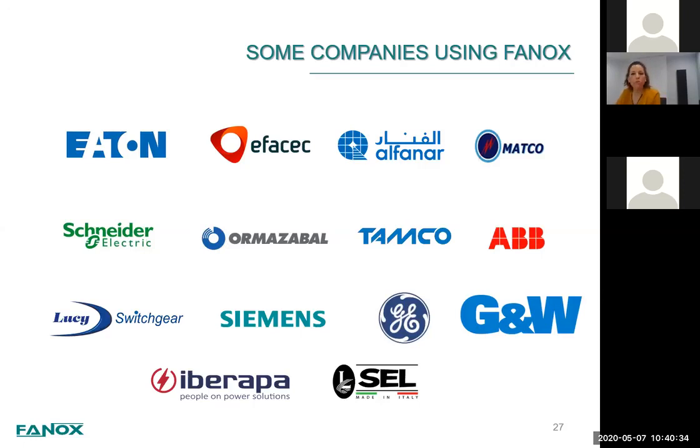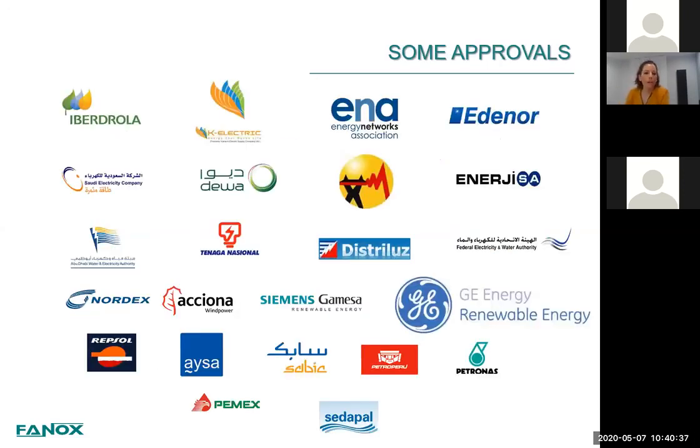And also, we wanted to share with you some approvals that we have for this type of relays, utilities in the world like Iberdrola in Spain, K-Electric in Pakistan, ENA in UK, Tavanir in Iran, Saudi Electricity Company in Saudi Arabia, ADWEA in Emirates, Tenaga in Malaysia, Pemex in Mexico, Edenor in Argentina. So you can see that these relays are used around all the world, and we have installed thousands of units of self-power relays.